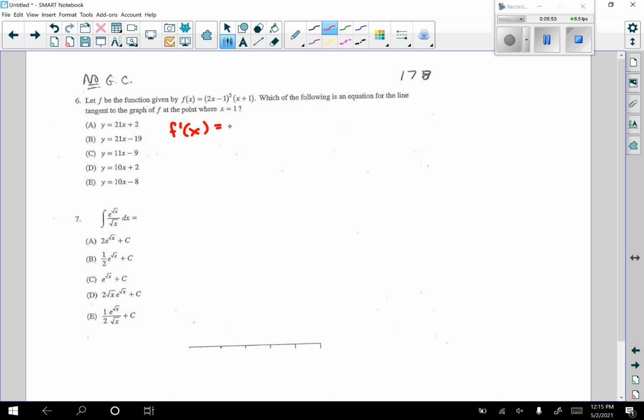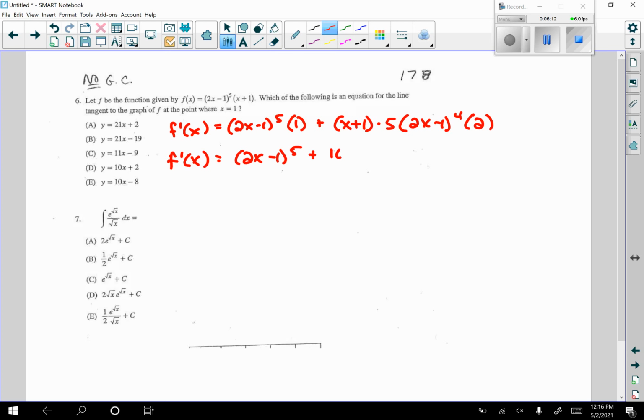So uv prime will become this quantity to the fifth. V prime will just give us a 1, plus we'll have V, and we have to carefully use the chain rule, times 5 times the quantity 2x minus 1 to the fourth times 2. So f prime of x, we'll just make this look a little nicer. We just have 2x minus 1 to the fifth, say plus 10 times the quantity x plus 1 times the quantity 2x minus 1 to the fourth.